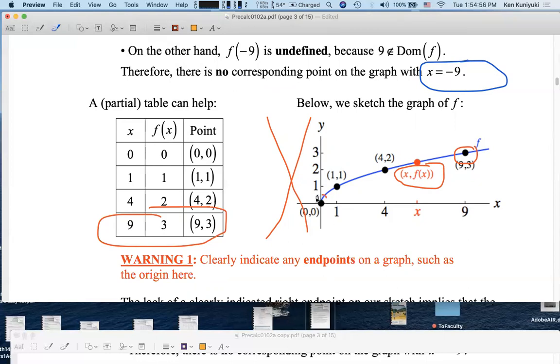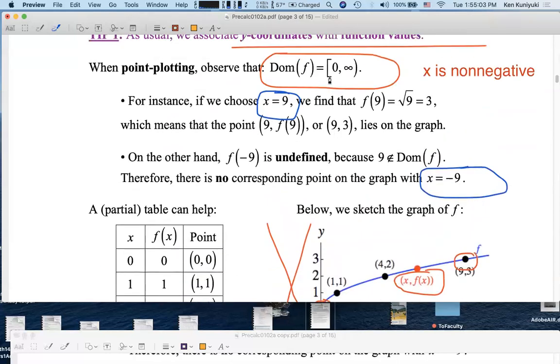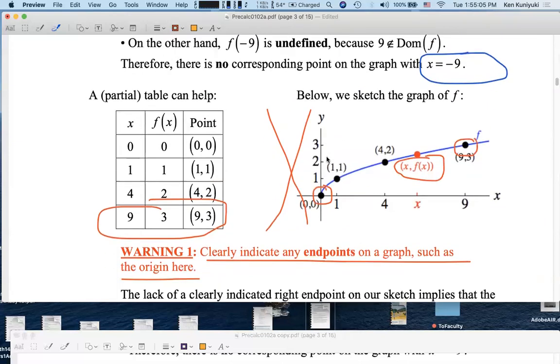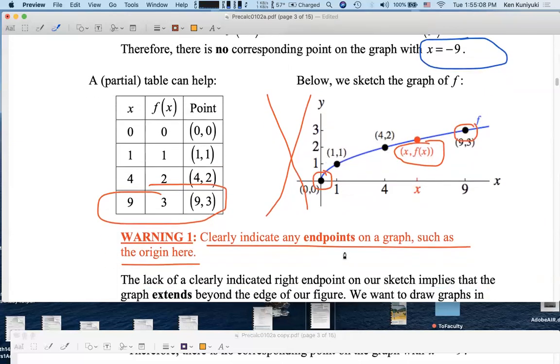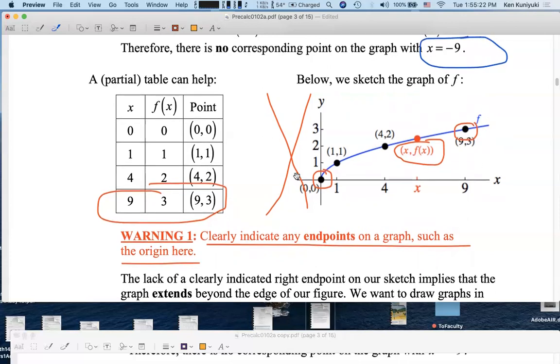We do definitely want this point 0, 0 here because that's an endpoint. We want to clearly indicate all endpoints on the graph. Notice that 0 is the endpoint of this domain here. We're going to want to plug in x equals 0 to find out the endpoint for this graph. You must indicate endpoints. Over here, we assume that the graph extends on and on. Some people put an arrow, but even without the arrow, if the graph extends to the edge of the figure, we assume it goes on and on as expected. So we point plot these 4 sample points, we interpolate, and we extrapolate. We go beyond.